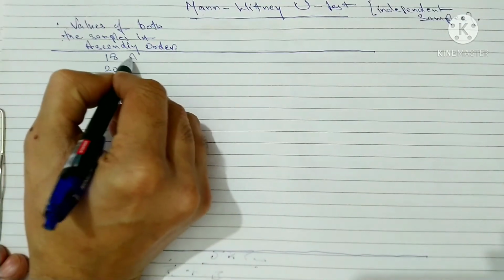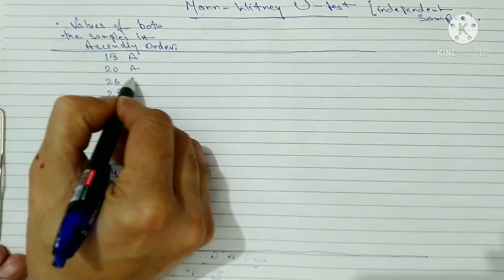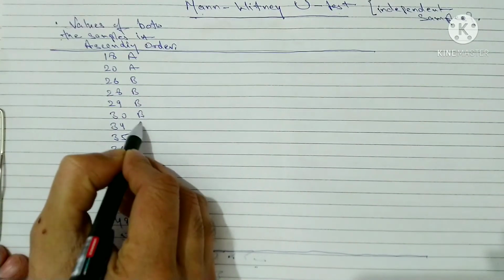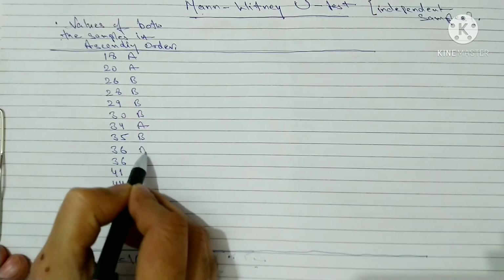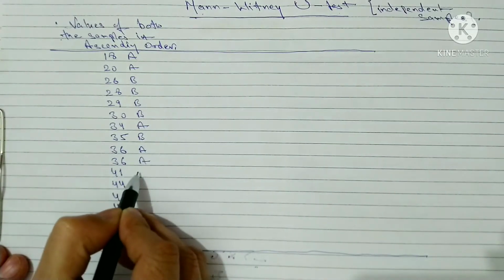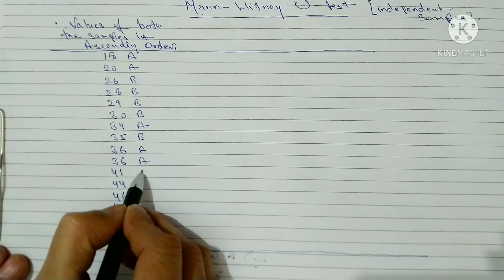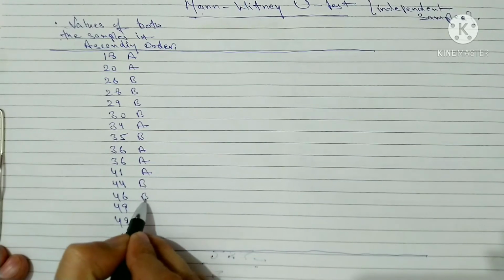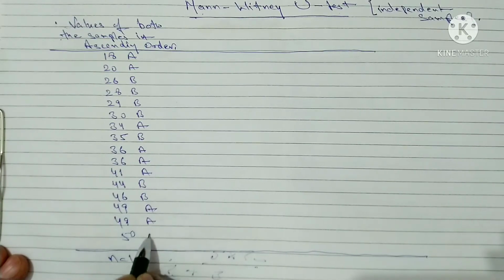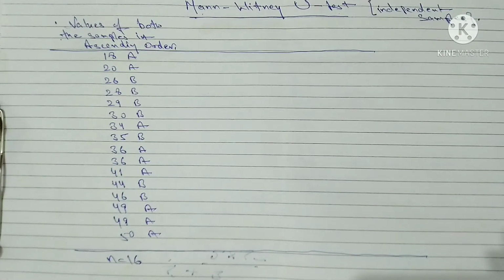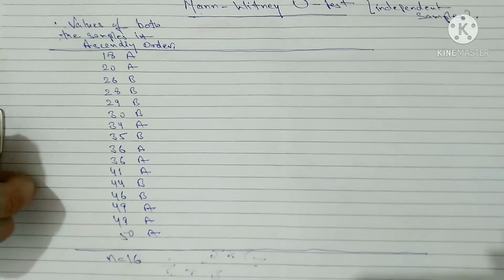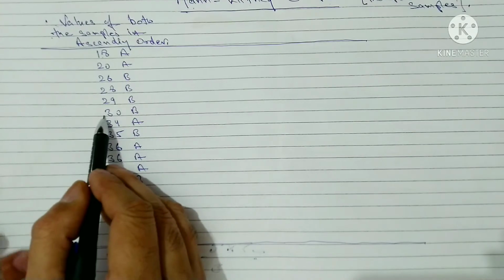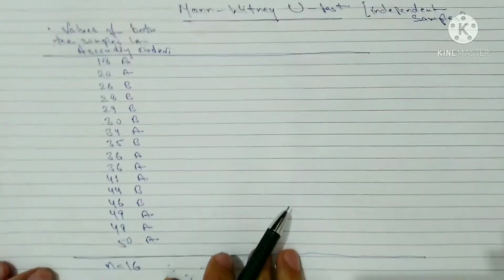18 is from group A. Then the next ones are from second group, second group, first, second, first. 41 is from group A. Then 44 group B, and 49 and 50 are from group A. A represents group 1, B represents group 2.